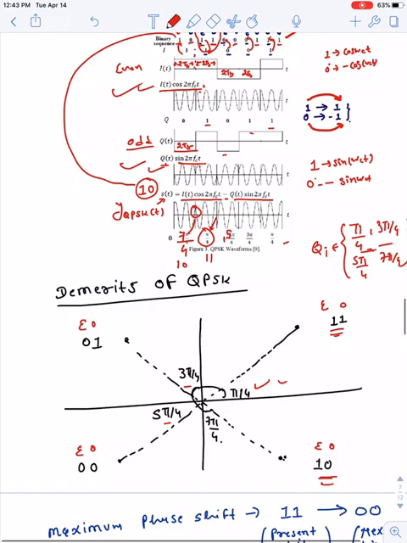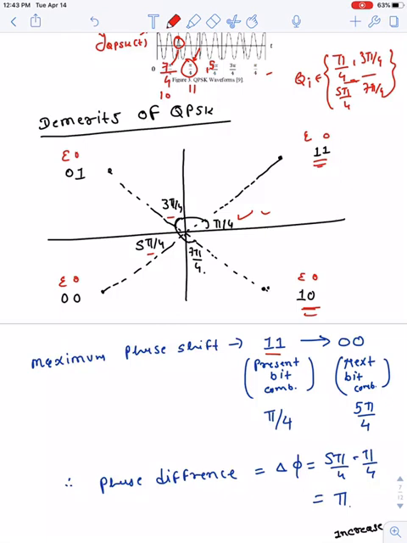For example, if your present bit combination is 1-1, and then the next bit combination would be 0-0. So you are here at 1-1, and the next bit combination would be 0-0, I mean here. If you see this phase shift, how much is it? This one is pi by 4, and this one is minus pi by 4. So you are getting a pi degree phase shift here.